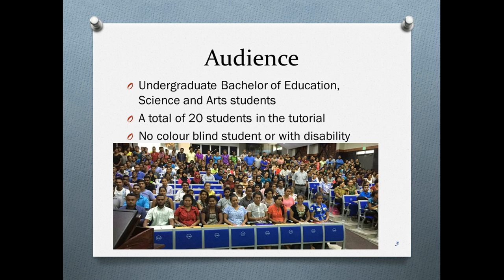The audience, I have got Bachelor of Education students, Bachelor of Science students, that's Applied Science and Pure Science, as well as Bachelor of Arts students. And there are a total of about roughly 20 students in this tutorial. I do not have any colorblind student or anyone with disability. Just a photo there with my 600 students for semester 1, and you'll be finding me in the aisle standing amongst them.